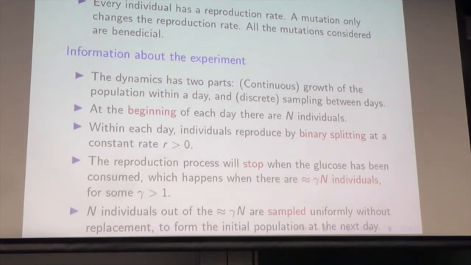At the beginning of each day, we assume there are n individuals. Within each day, individuals reproduce by binary splitting at a constant rate r positive. So r is the reproduction rate. It's a random thing. The reproduction process will stop when the glucose has been consumed, which happens when there are gamma times n individuals. In the Lenski experiment, gamma is 100. And n individuals out of the gamma n are sampled uniformly without replacement to form the initial population at the next day. So that's what we have seen at the beginning.